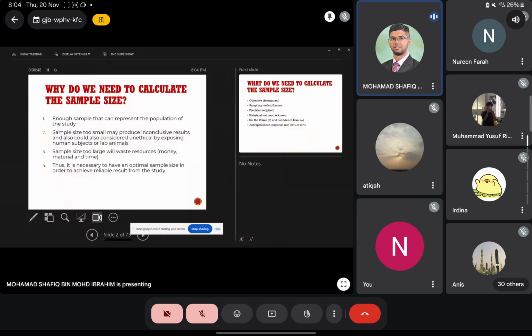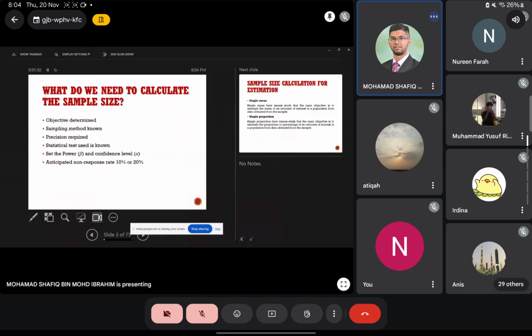So as usual, you have to come up with your objective, and from the objective you need to calculate the sample size. What is the minimum sample size that is needed for your study? So basically, what do we need to calculate the sample size? Basically, you should have the objective. What is your objective? Sampling method known, precision required, as well as the statistical test that you want to use based on the specific objective. You should know.